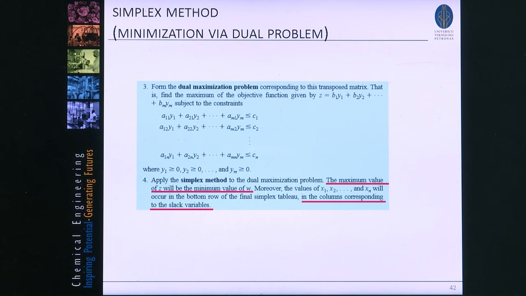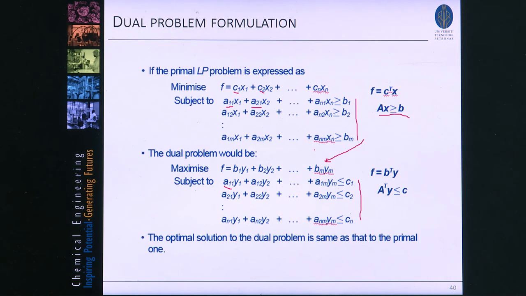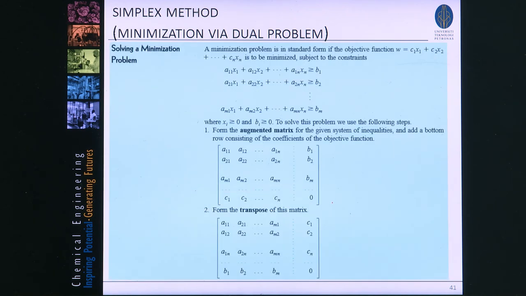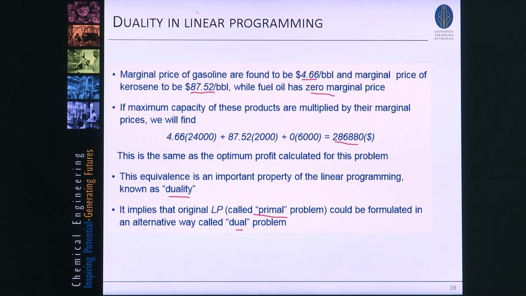And then we apply the same simplex method with that dual problem, and the maximum value of Z of the objective function will be the minimum value of W as we know it. So the maximum of this will be the minimum of that. The bottom row of the final simplex table corresponds to the slack variables, as we see in the X3 and X4 in this case. So these are the slack variables.